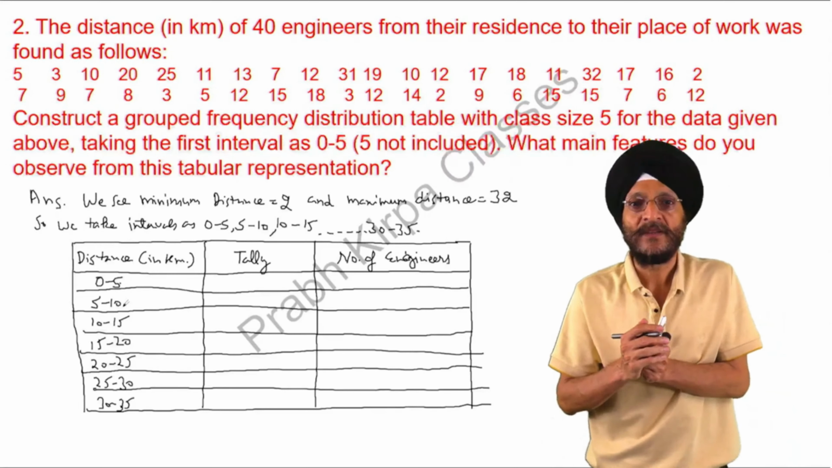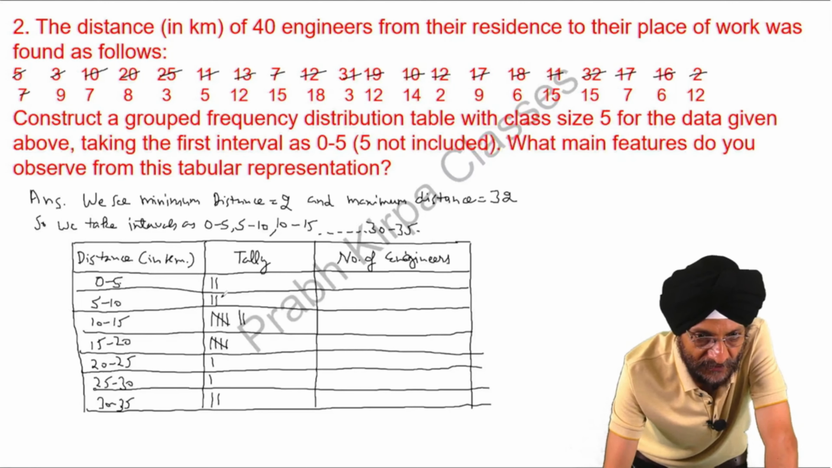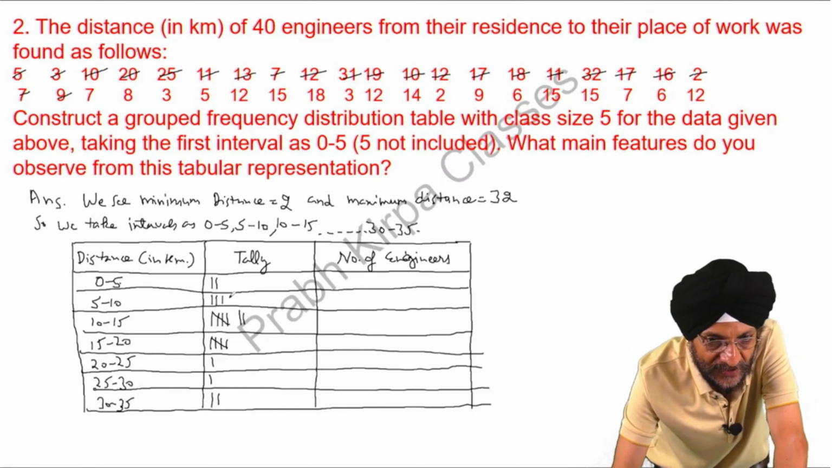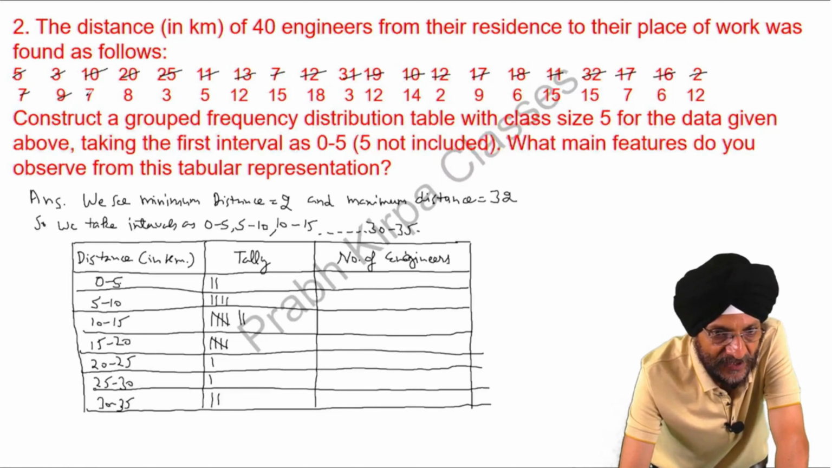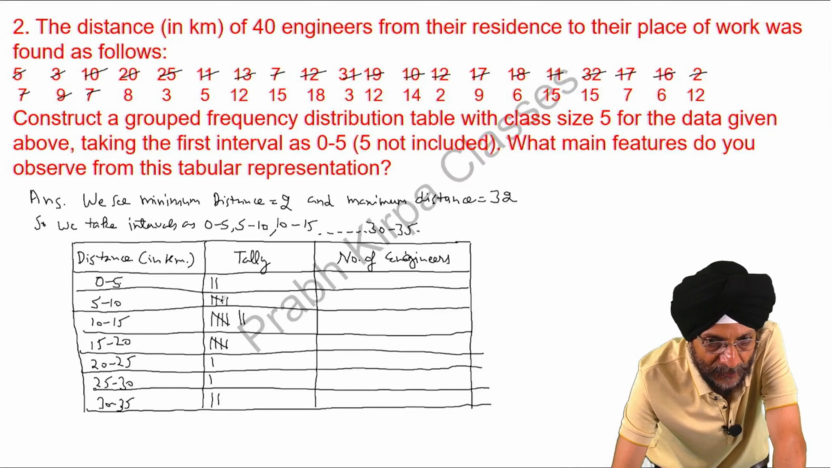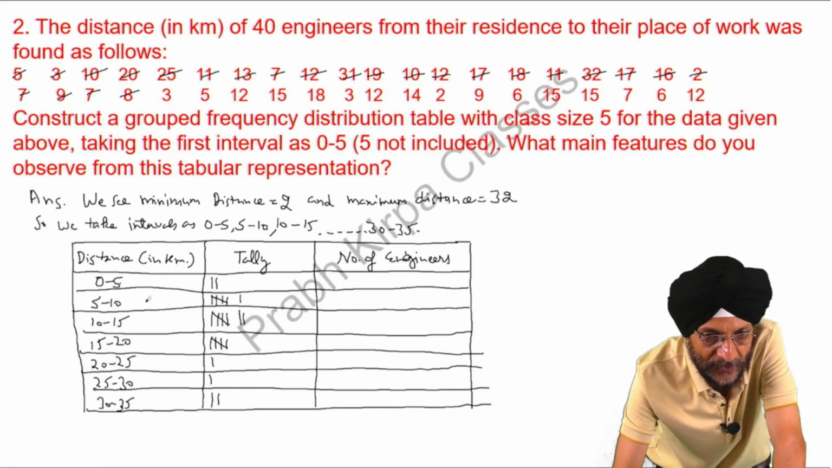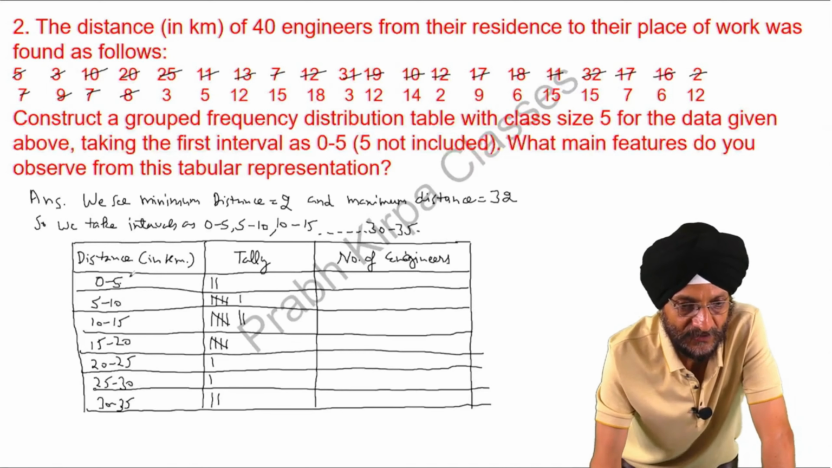17, it will fall in 15 to 20. 16, it will fall in 15 to 20. 2, it will fall in the first group. 7, it will fall in the second, 5 to 10. 9, it will fall again in the same. 7, it will again fall in the same group. 8, it will again fall in the same group, the 5 to 10 class interval.